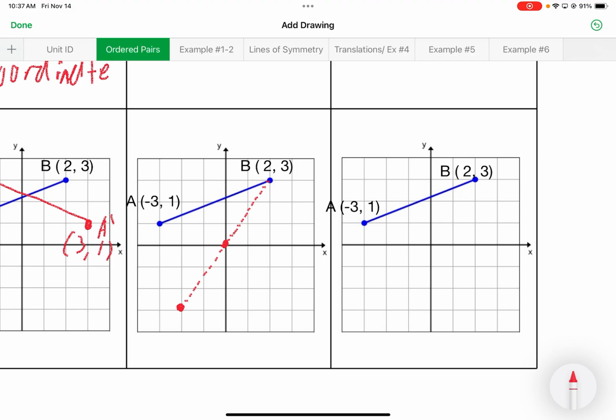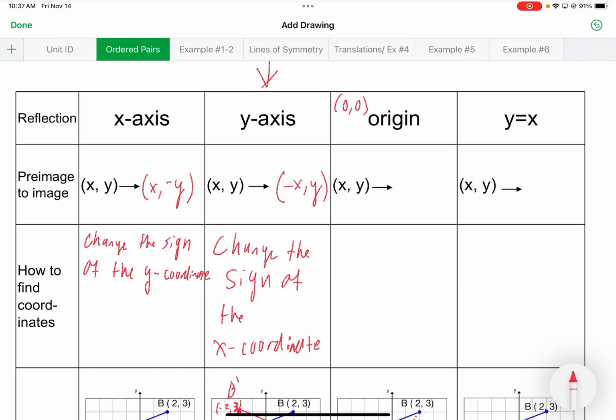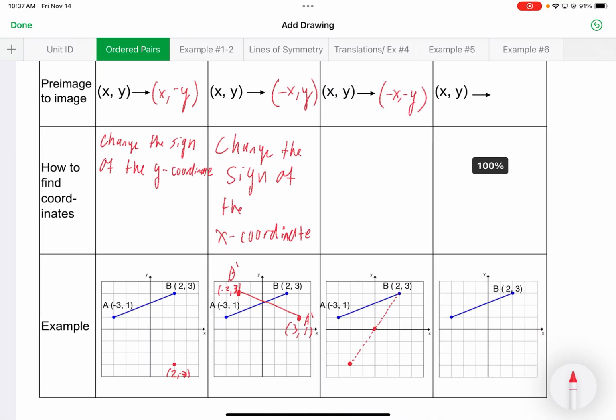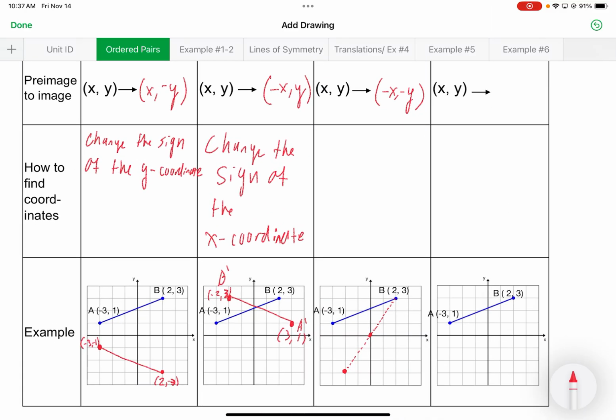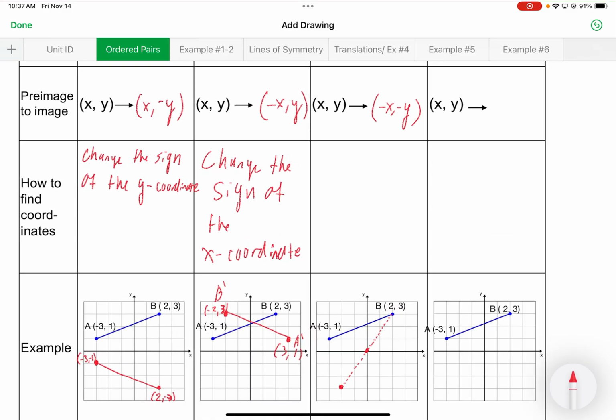Now, fortunately, we have a rule for that. Okay, so here's the rule. Your point (x, y) becomes (negative x, negative y). So what that means is you negate both of your values. You change the sign of both coordinates. Okay, so how to find coordinates? Change the sign of both coordinates.